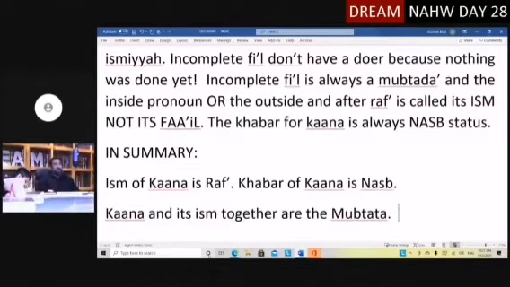If you see inna, anna, layta, lakinna, la'alla, half nasab, you already know that it and its ism are mubtada. If you see kana and any kana, and its ism, they are mubtada.